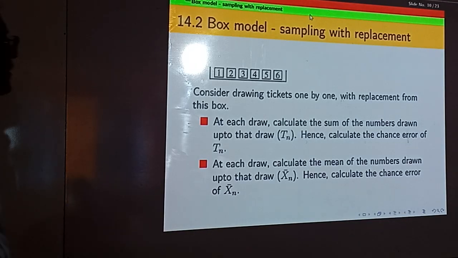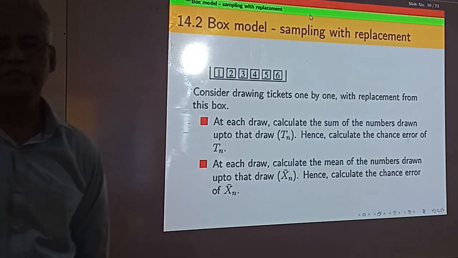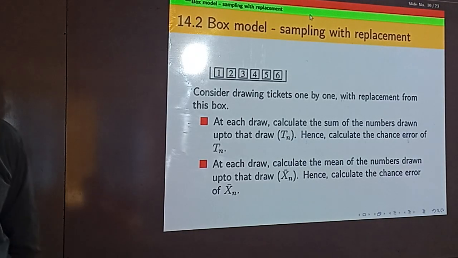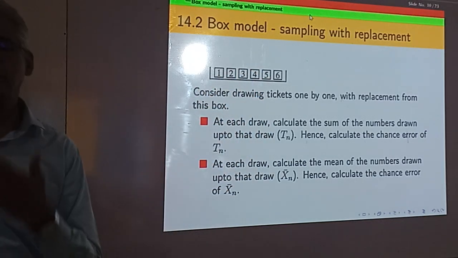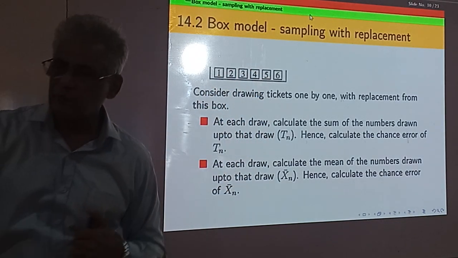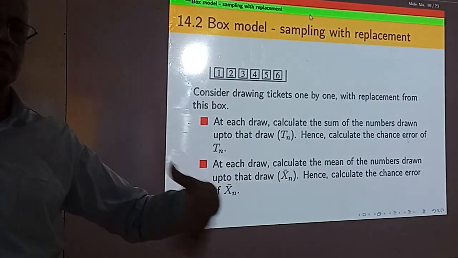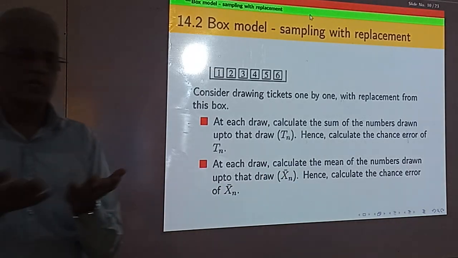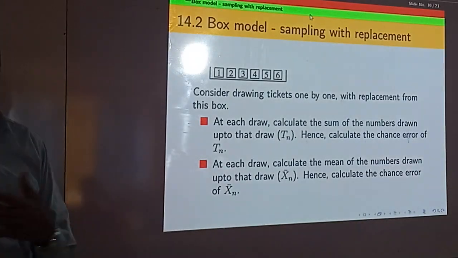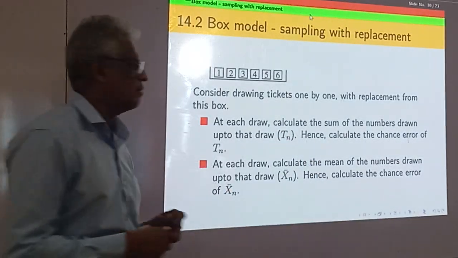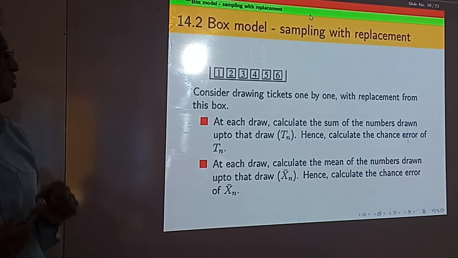So let's look at another example. When you are drawing from a different box, let's see whether this law can still be applied. So let's consider this box and assume that we are taking a sample of size n with replacement from this box. It is like taking a sample of size n from a population with 1 over 6th ones, 1 over 6th twos and so on, with replacement.